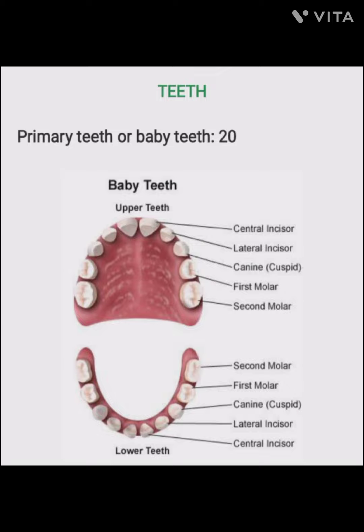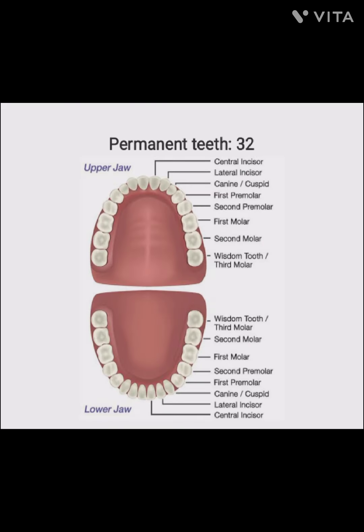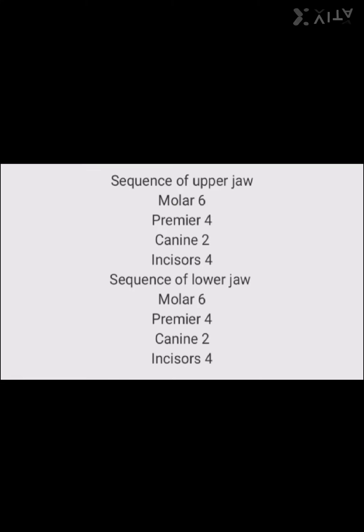The number of primary teeth or temporary teeth is 20. The sequence of upper and lower jaw is molar 4, premolar 0, canine 2, incisors 4. And the permanent teeth number 32. It is seen in adults. The sequence of upper and lower jaw is molar 6, premolar 4, canine 2, incisor 4.